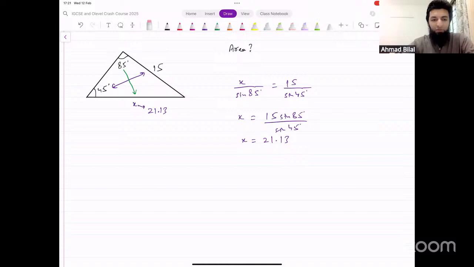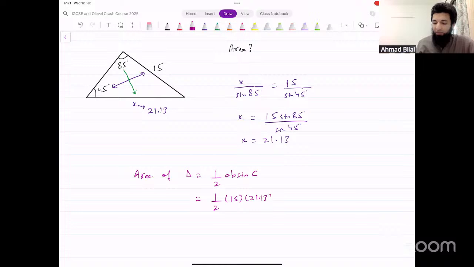Can we use the formula now? What's the formula for the area of the triangle? We can say area of triangle is given by half ab sine C, which means two sides and the angle between them. So we have two sides given. One is 15 and the other is 21.13 that we have just found. What about the angle C? What's going to be the value of angle C here? Any idea? Can we figure that out?